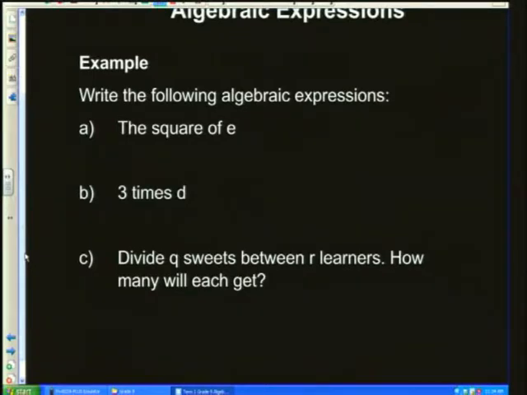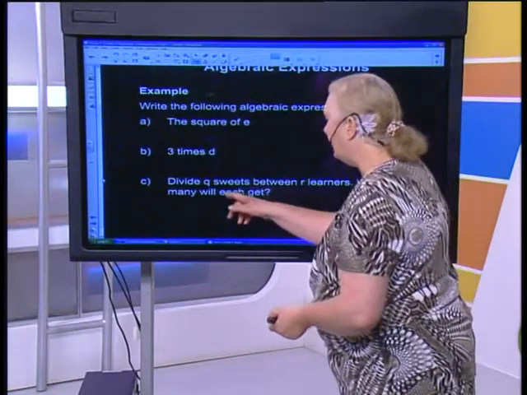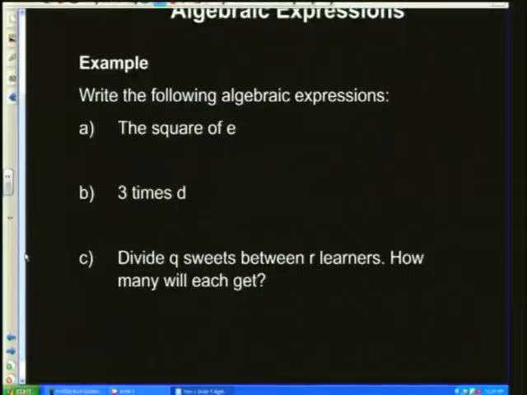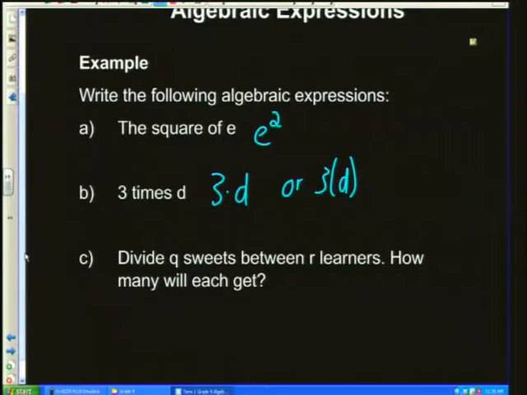The square of E. 3 times D. Divide Q sweets between R learners, and there's a follow-up question: how many sweets will each of the learners get? So if we square E, we write E and we simply square it. If we write 3 times D, we will write it like that.